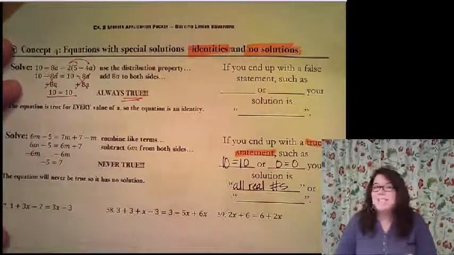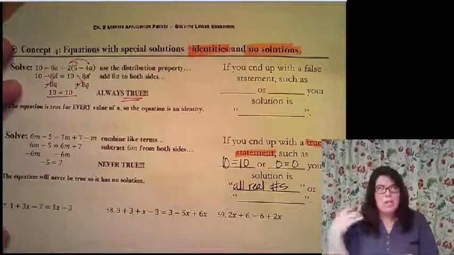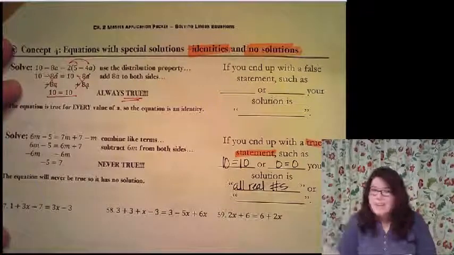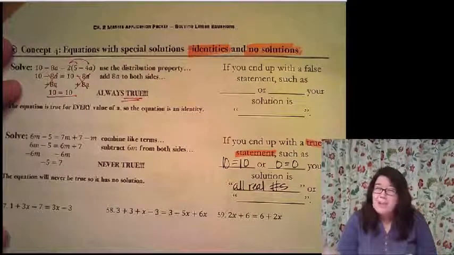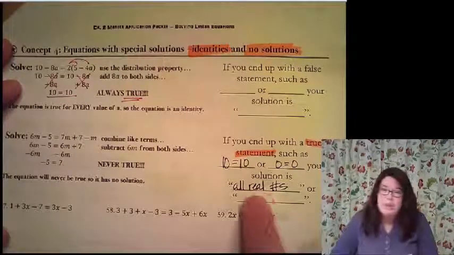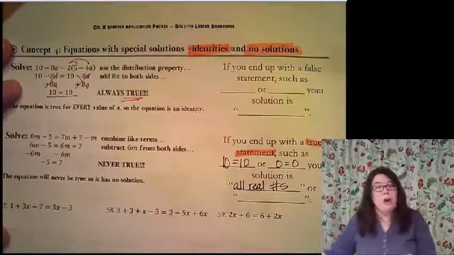because it doesn't matter what you plug in for x, because remember, our solution is, what can I plug in for x to make this statement true? Well, if x cancels out, then x doesn't really matter. It's always going to be true. So you could plug in any real number and end up with a true statement. So that's why our solution is all real numbers.